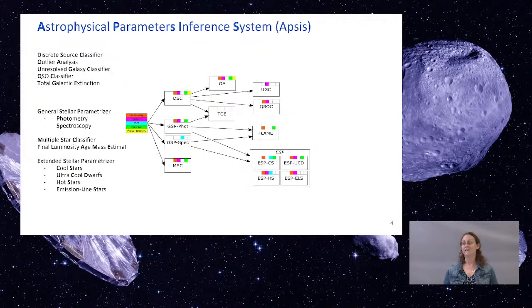Okay, so let's begin with the Astrophysical Parameters Inference System, which is called Apsis. So here I'm showing the data flow from the upstream Gaia data all the way through the Apsis. And you can see that it is composed of many different modules. So in the top part, we have the modules that look at source classification or outlier objects or extra-galactic objects. In the second lower part of the table, there are many modules working on the stellar parameterization.